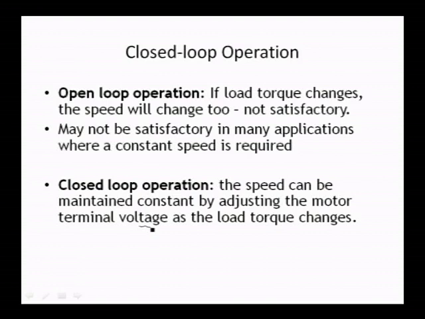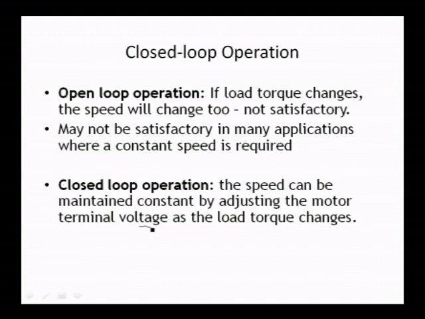In open loop operation, if the load torque changes, speed will also change. So, here there is no control over the speed. We cannot keep the speed constant because of open loop operation. This is not satisfactory in many applications where constant speed is required. We cannot go for open loop operation there. What we do in the lab is open loop operation. If we change the load torque, the speed will also change. We do not use closed loop operation in our labs, or in small applications.